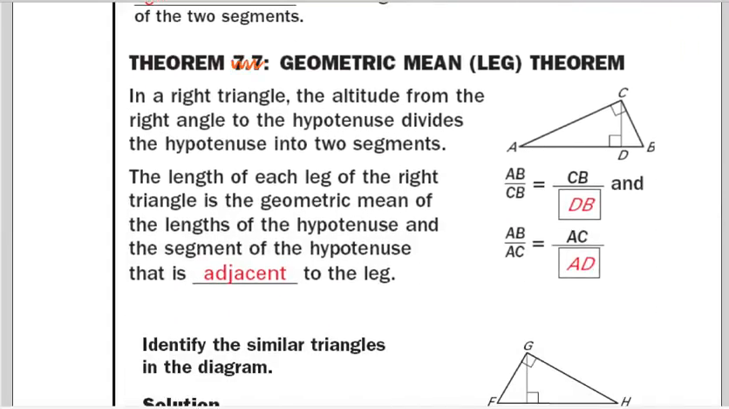The geometric mean leg theorem is using a geometric mean when you don't know the leg. And so it's set up with the whole hypotenuse and a portion of it as well. So like this first one is AB, and then CB, which is the leg, and then CB over DB, which is this part that is closest to that leg. And then it can go the other direction as well. AB over AC, and then AC over AD, using this piece that's closest to that side.